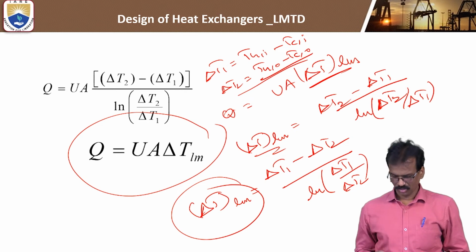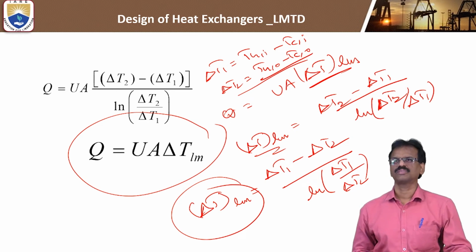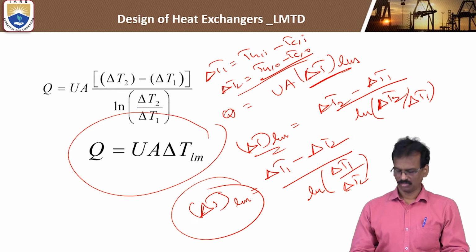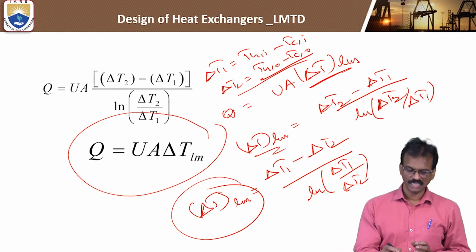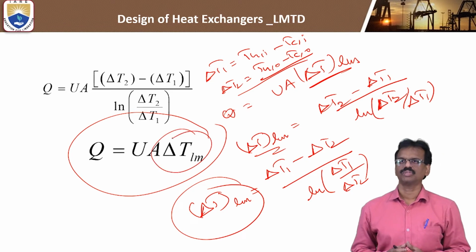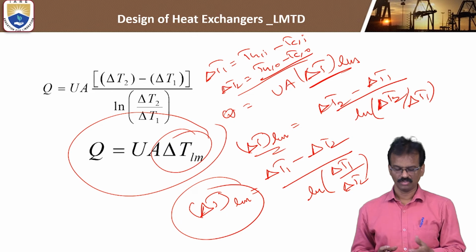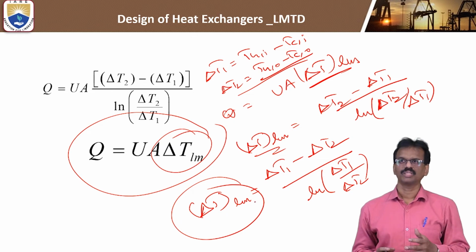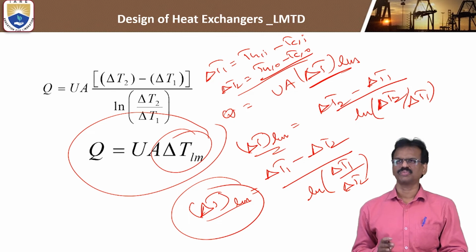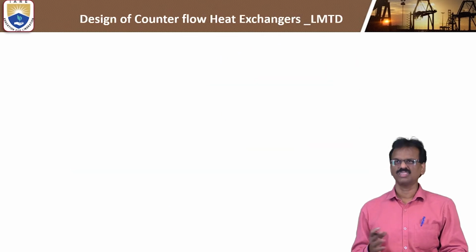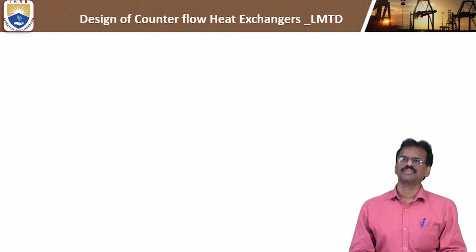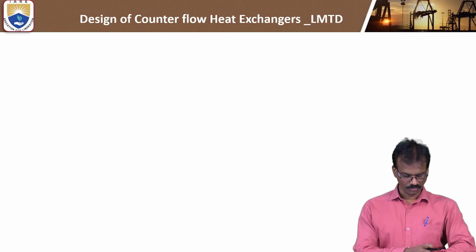So in this way, you can find out the rate of heat transfer in the parallel fluid exchanger. Now we'll see how to find the delta TLM for the counter fluid exchanger. We already derived this delta TLM formula for the parallel fluid exchanger. Now we'll see how to derive this delta TLM, the logarithmic mean temperature difference for the counter fluid exchanger. You know that three types of heat exchangers are very important. One is the parallel fluid exchanger, the next one is the counter fluid exchanger. So we'll see that one also.